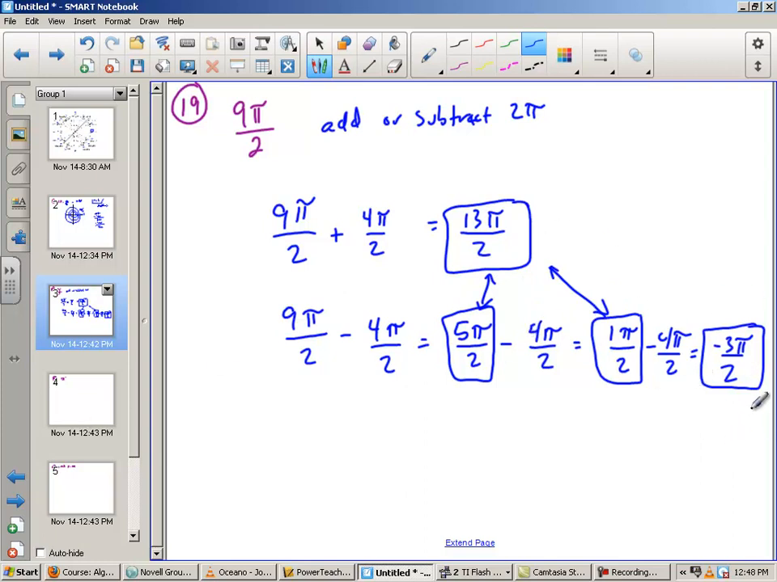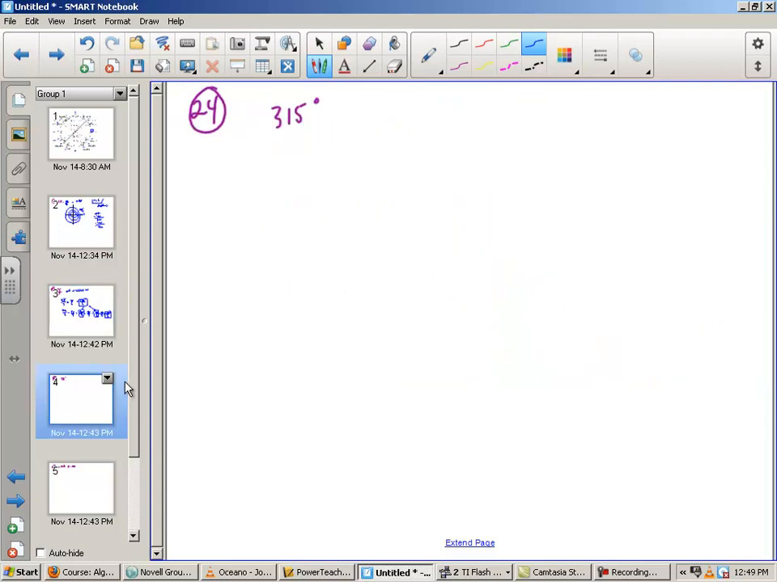And I could subtract 4 pi over 2 again and get negative 7 pi over 2. I could do this all day. It's not going to change anything. These are all equal in angle. They land in the same place.